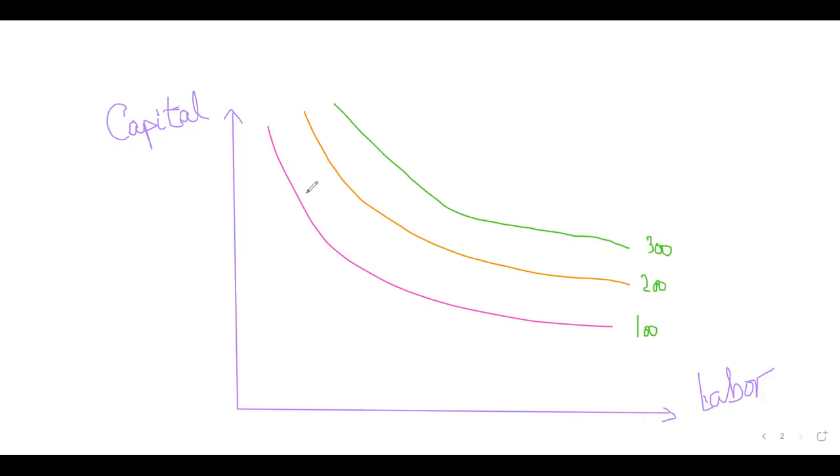Now, if I choose random points A, B, and C, what would this show? This shows that on A, you're using this much capital and labor. Students, are you following me or not? Let's say on A, 10 units of capital and 5 units of labor.